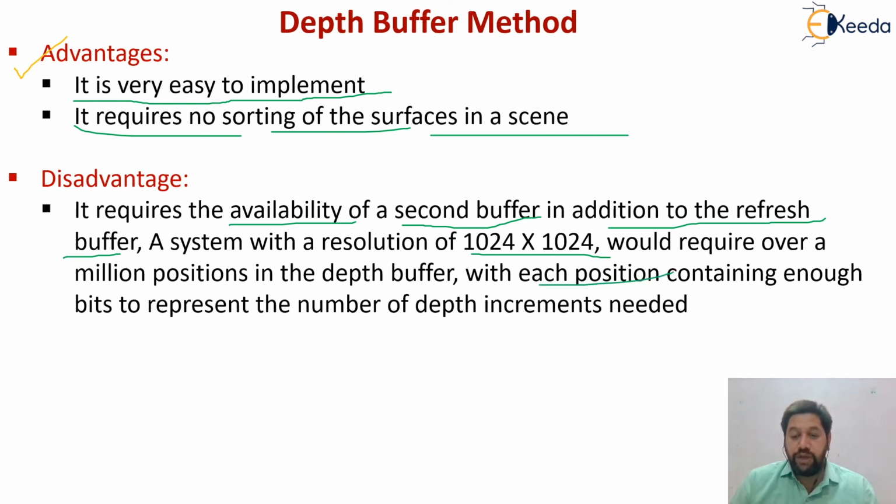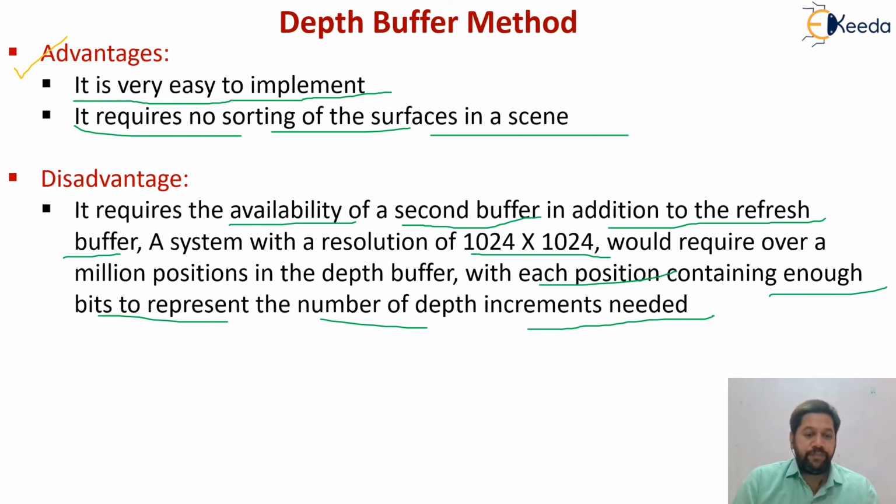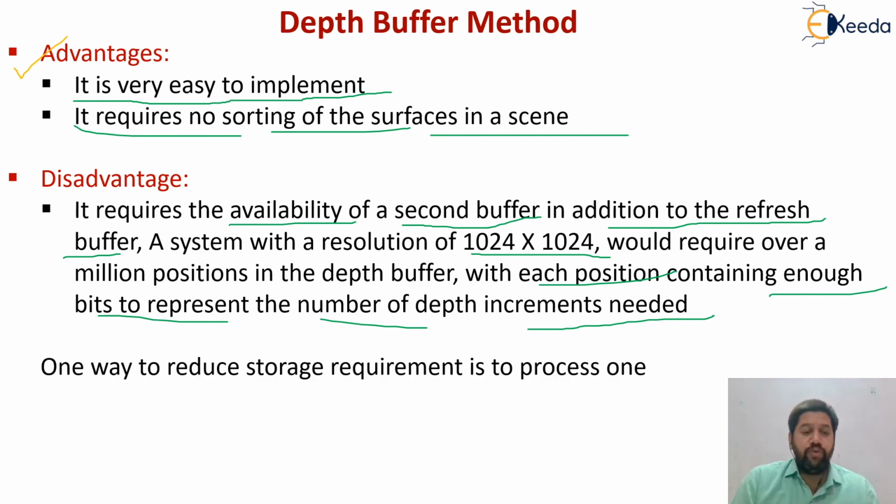Each position contains enough bits to represent the number of depth increments needed. So simply I can say the storage or memory requirement of the depth buffer or z buffer algorithm is higher, and this is the disadvantage of my z buffer algorithm. Now some improvement is possible to reduce this disadvantage, and I have just mentioned this.